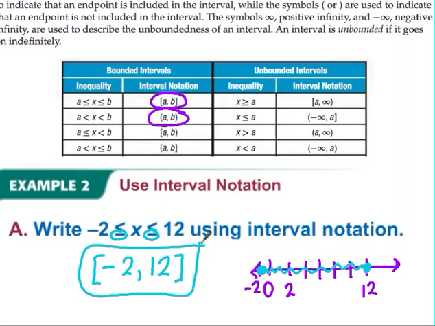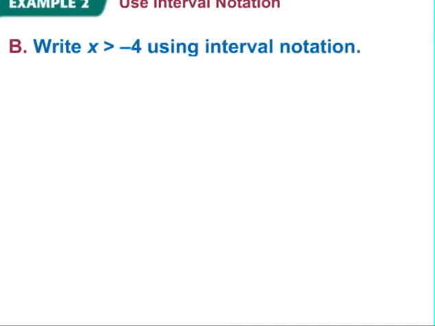So let's look at another one of those and see. Write x is greater than negative 4 using interval notation. So once again, I'm just going to draw you a quick sketch because I think it'll be easier to understand. So here's 0. Let's go with negative 4 right here. What would that look like if I was going to graph that? Open circle. Shade to the right. Sorry, because it's greater than.